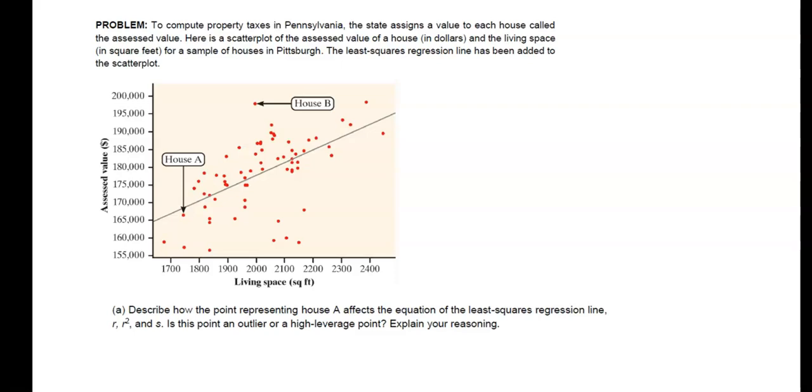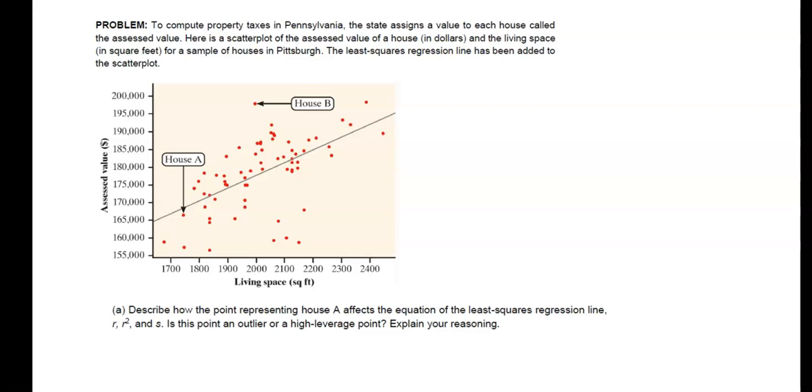Okay, compute property taxes in Pennsylvania. The state assigns a value to each house. We've talked about this in living space. So describe the point representing house A. Ooh, so house A affects the least squares regression pattern. So what would A do to the least squares regression line?